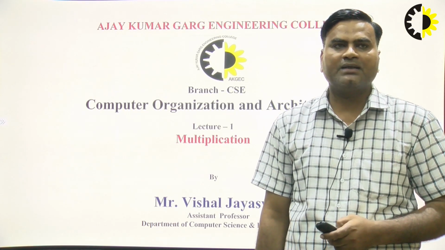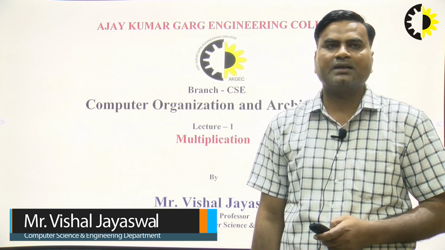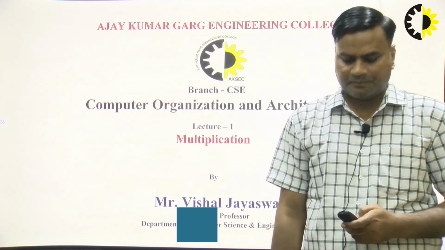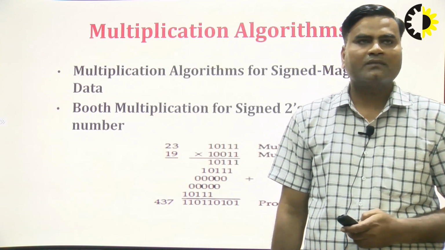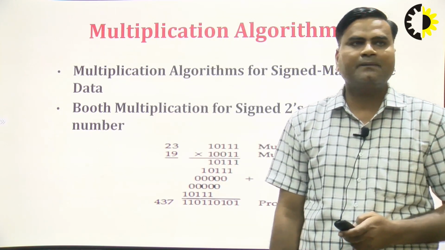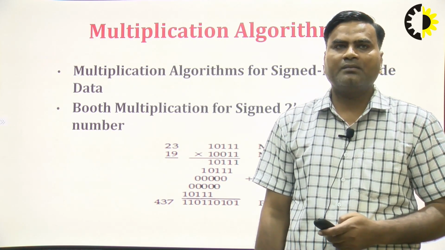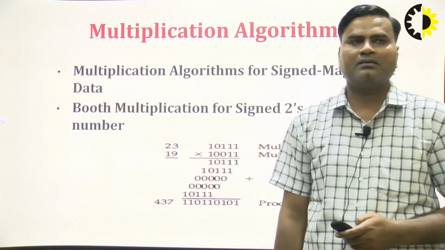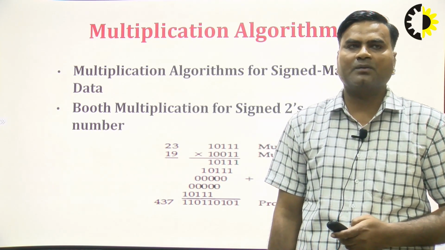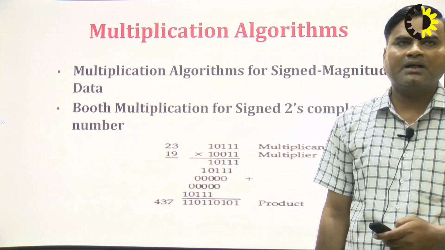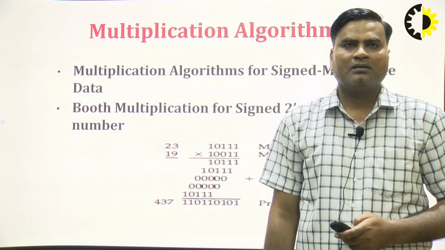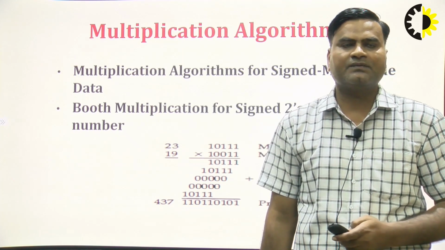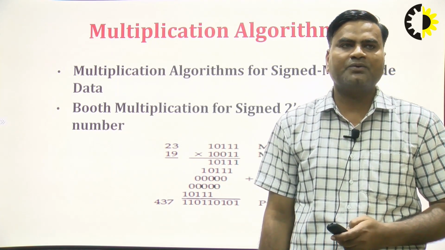I am going to take a lecture on computer organization and architecture, and today's topic is multiplication. If we talk about the multiplication algorithm for sign magnitude data and the Booth multiplication for signed 2's complement number. Basically, multiplication in computer organization and architecture is of two kinds: first is sign magnitude data and second is signed 2's complement number.